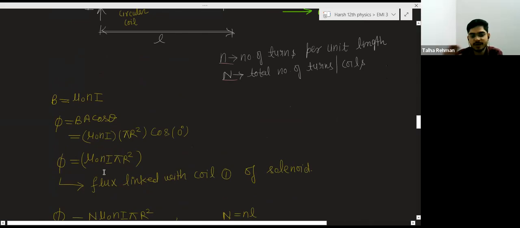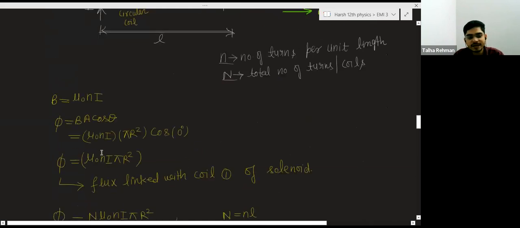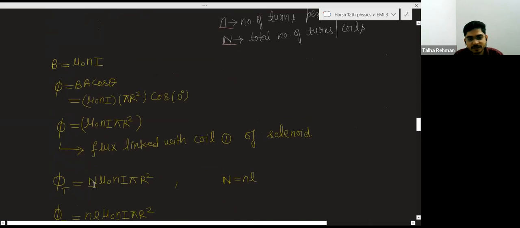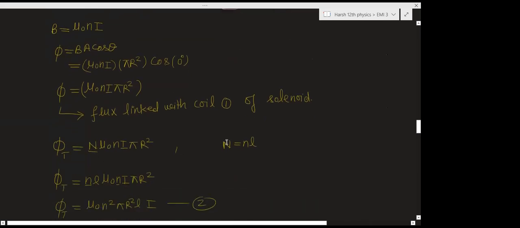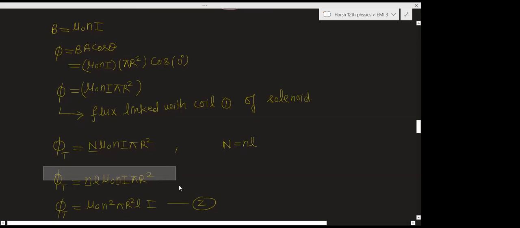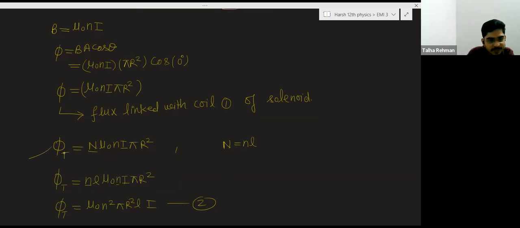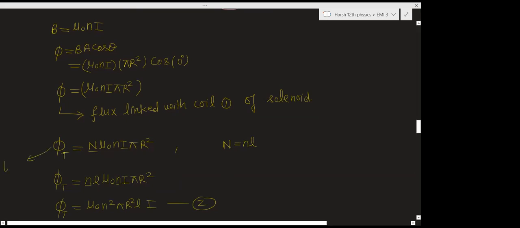Now, if I want to find the total flux through this solenoid, then I will multiply this value with N. And what is N? N is equal to small n into L. So I have put this value here. And what is phi t? Phi t is representing the total flux.